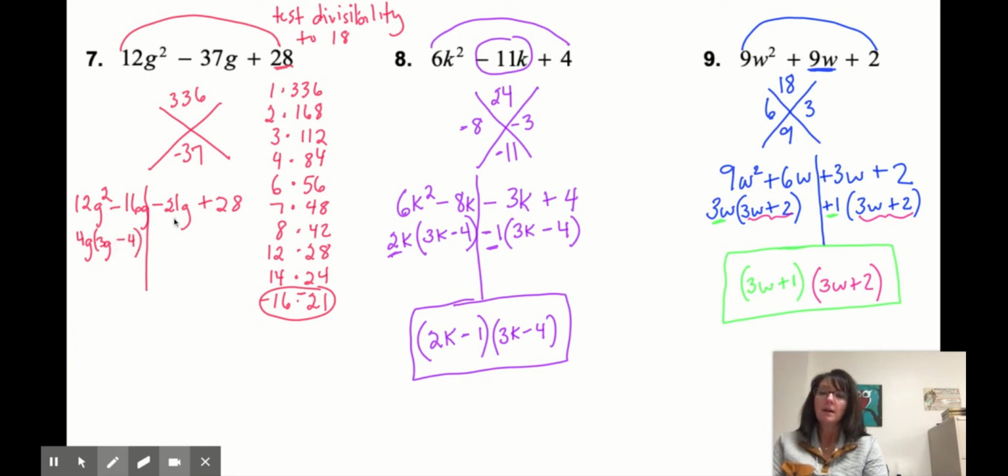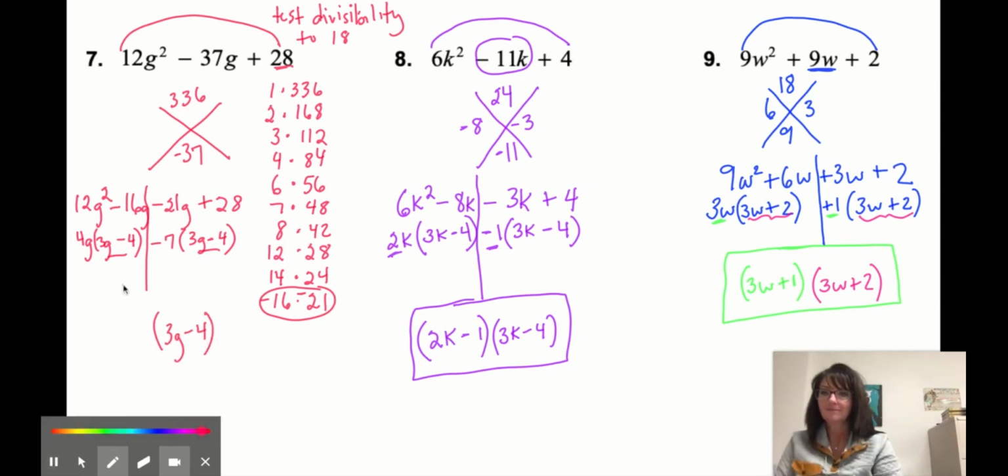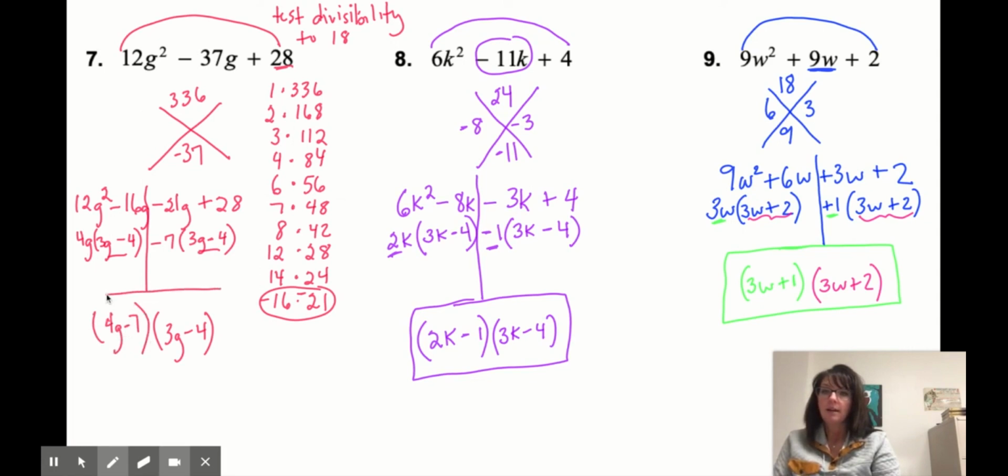Okay. Here, we're reading negative, so I'm probably going to divide out a negative, especially since I need this to be minus 4. So let's divide out a negative 7, and we'll be left with 3g minus 4, and that's how we know we did it right, because we have the same common factor. So that's one of our factors, 3g minus 4. And then our other factor comes from this 4g and this negative 7. So 4g minus 7. Again, try it out. Make sure that the product here is the 12g squared minus 37g plus 28. So do FOIL to check your work.